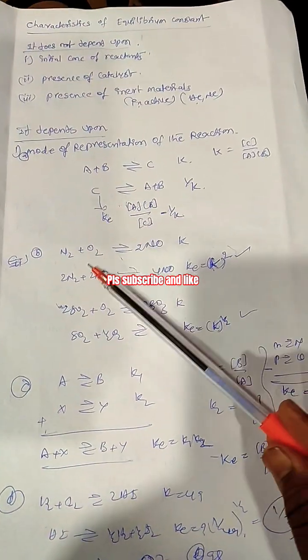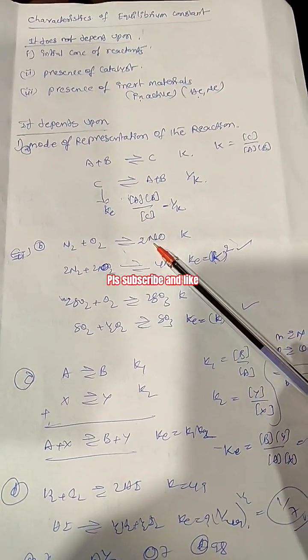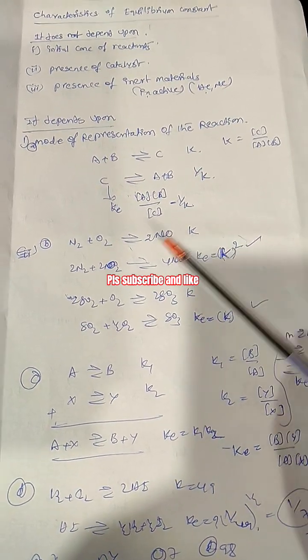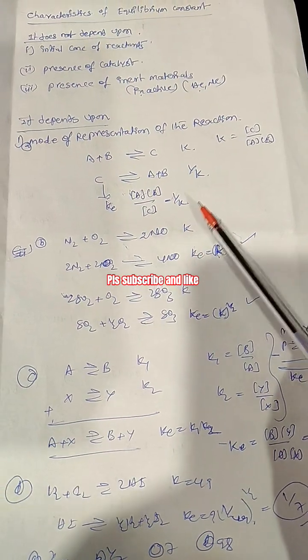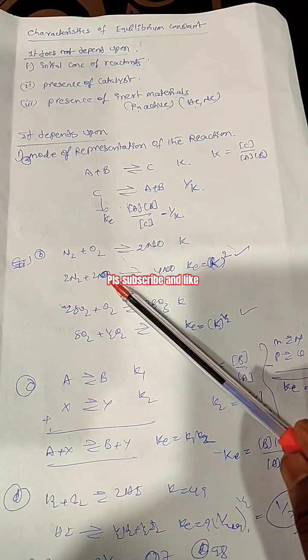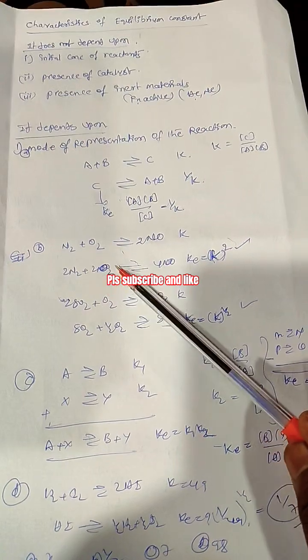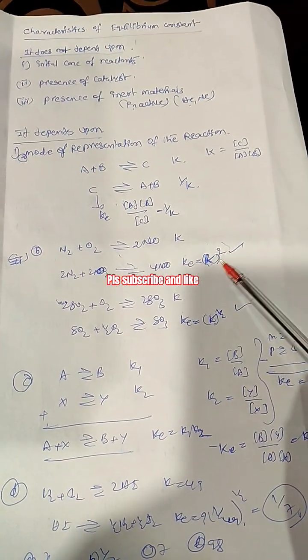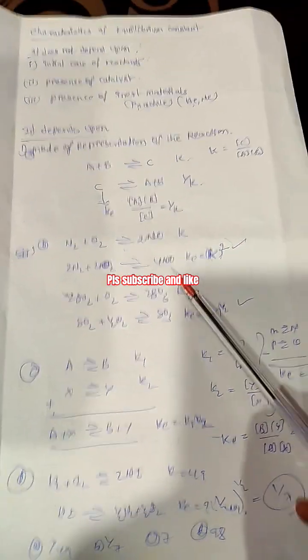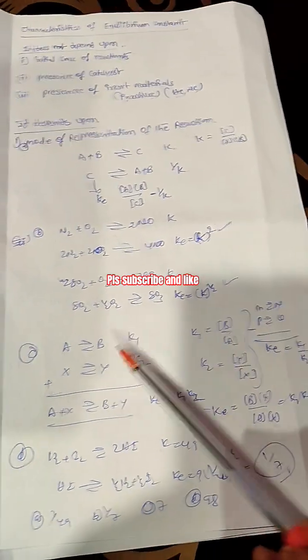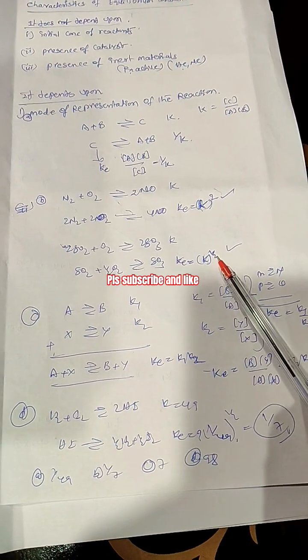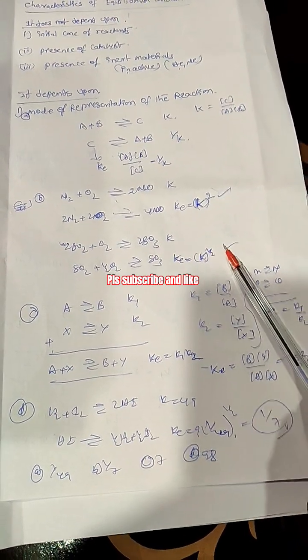For example, if nitrogen reacts with oxygen to form 2NO, that is K. If it is multiplied by 2, 2N2 plus 2O2 gives rise to 4NO. If you multiply the equilibrium equation by 2, you write the equilibrium constant as its square. If you divide it by 2, you write it to the power of 1 by 2.